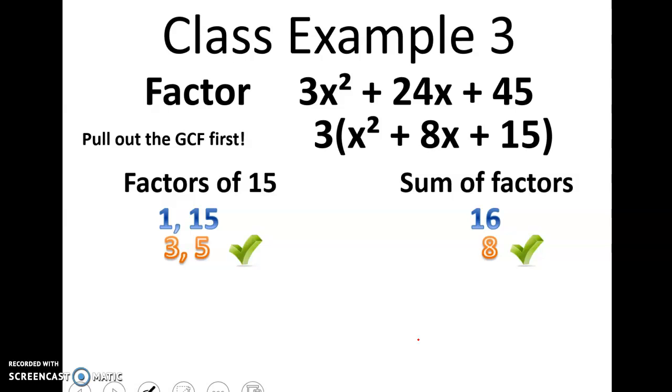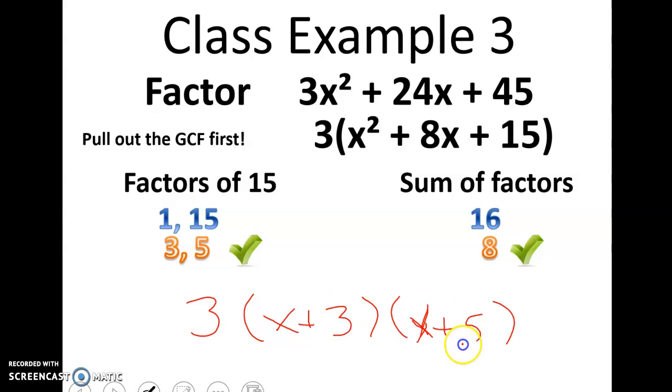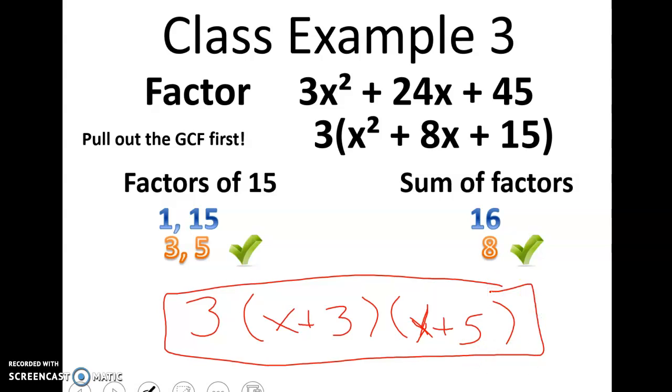So you start your answer with a 3, and then your two sets, your binomial and your binomial. Remember, we don't have to do slide and divide here. Okay, it's like what we did last week. x plus 3 and x plus 5. This is the final answer. That's called factoring completely. This is where you have to pull out a GCF first and then factor what's in the parentheses. The two binomials are right there for that trinomial.